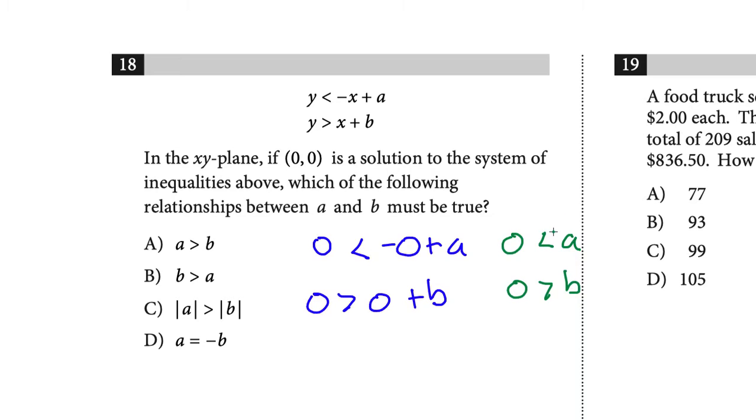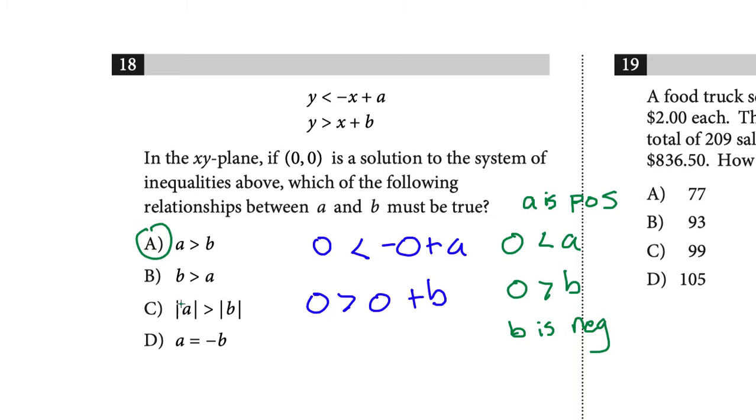This means that A is positive. A has to be positive. A is positive, B is negative. If A is positive and B is negative, that means A is bigger than B. It does not mean that B is bigger than A, because B is negative and A is positive.